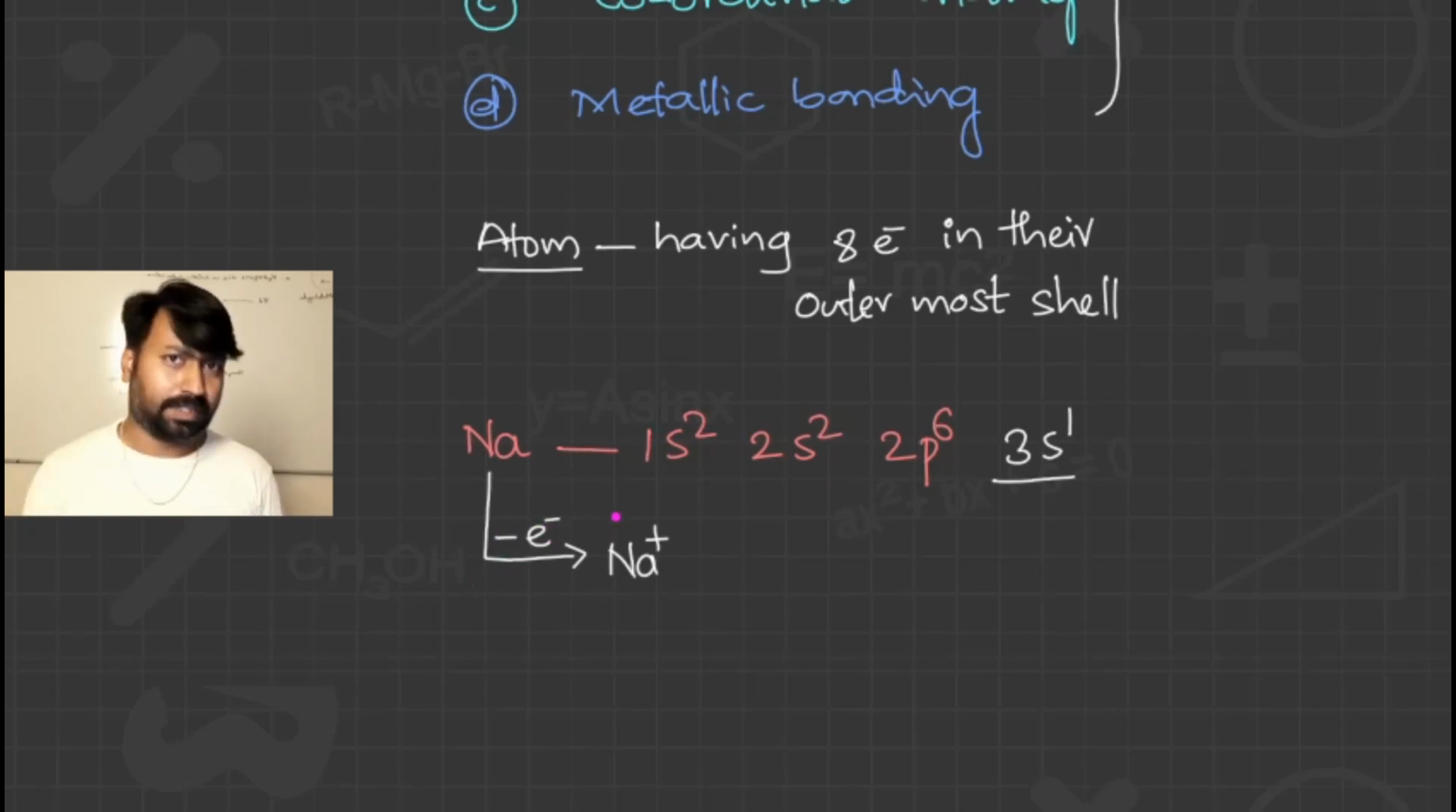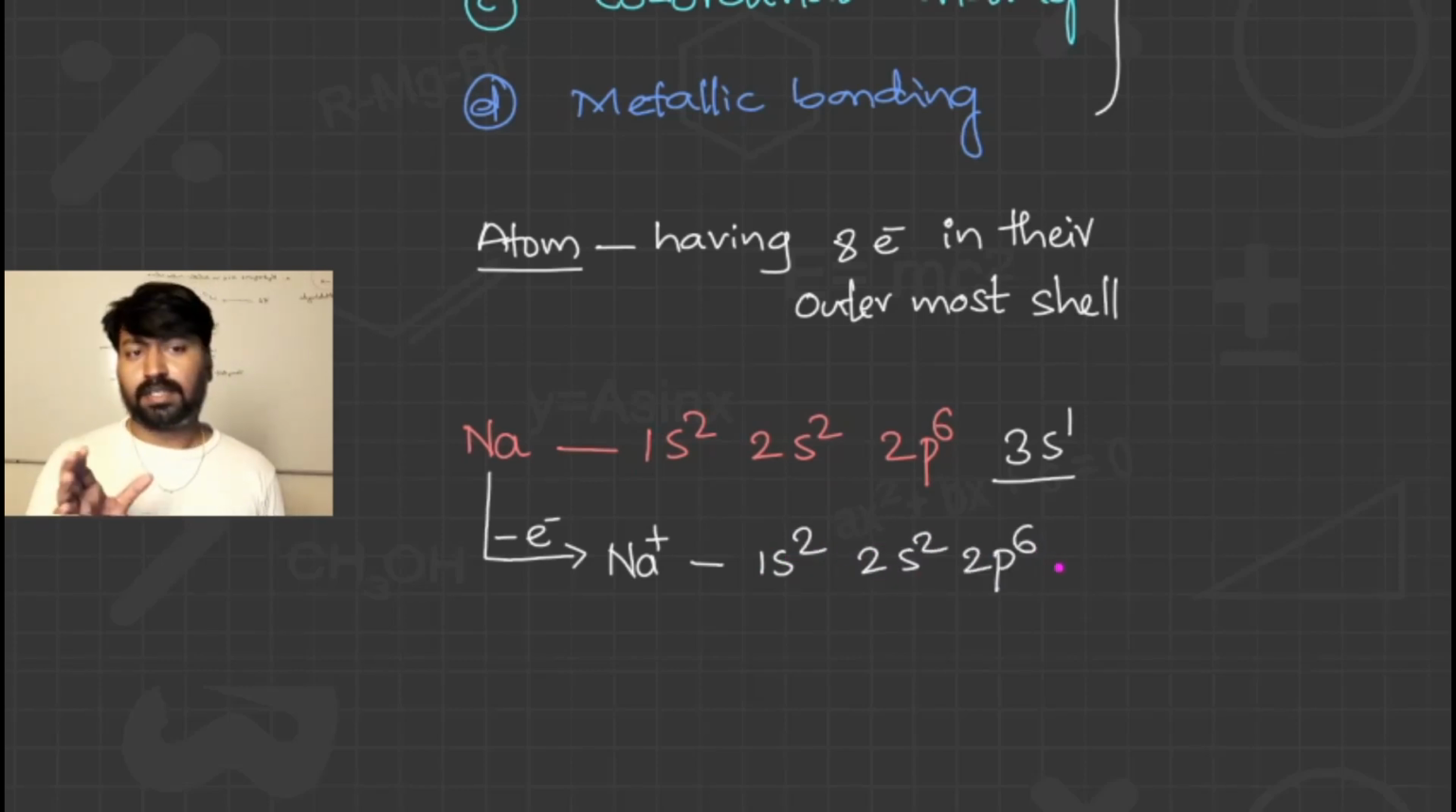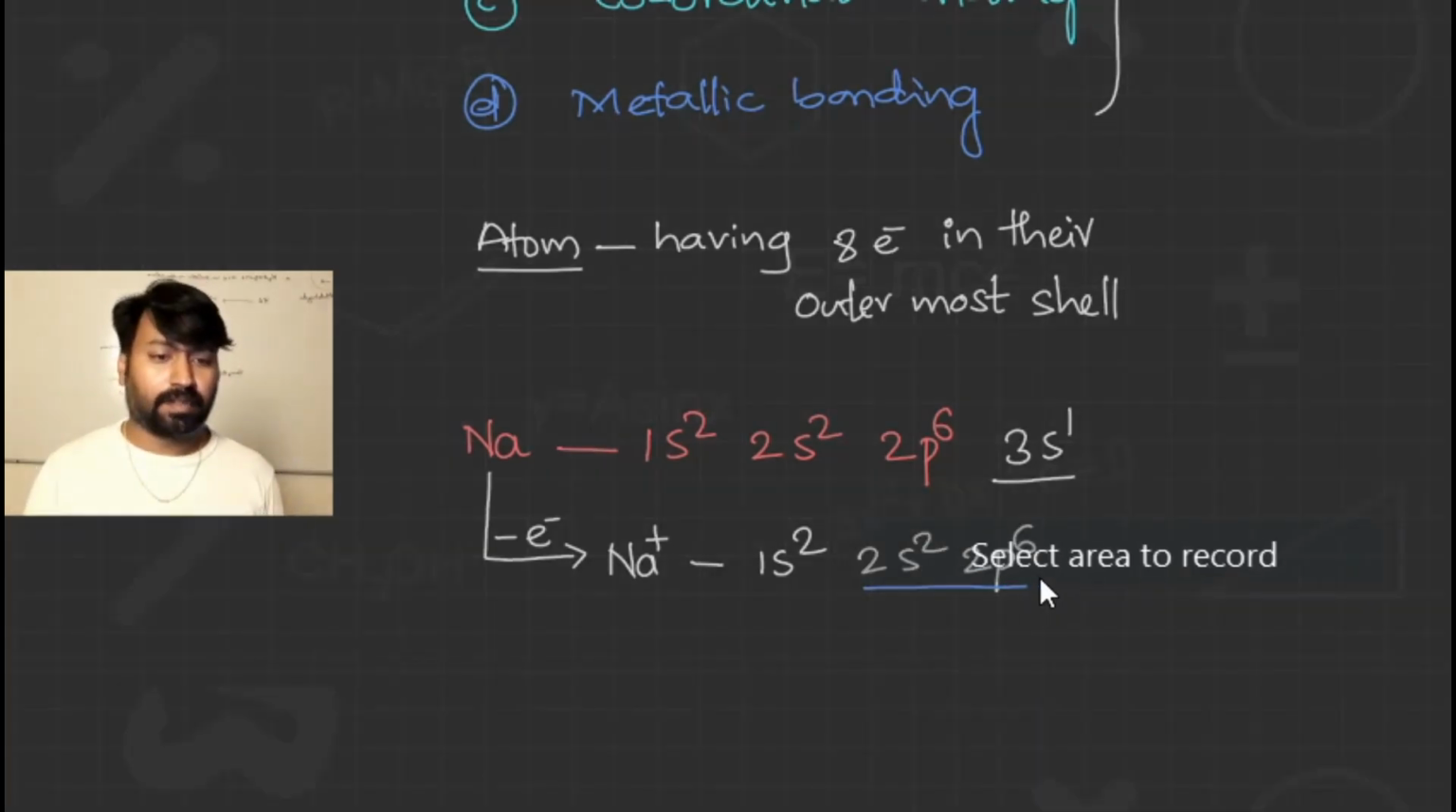One electron is lost by the sodium, and then the positive charge is created on the sodium. Now the new electronic configuration of the sodium ion is 1s2, 2s2, 2p6. Now there is no 3s because the 3s electron is lost. Therefore, the outermost shell becomes 2s2, 2p6. This is the outermost shell.